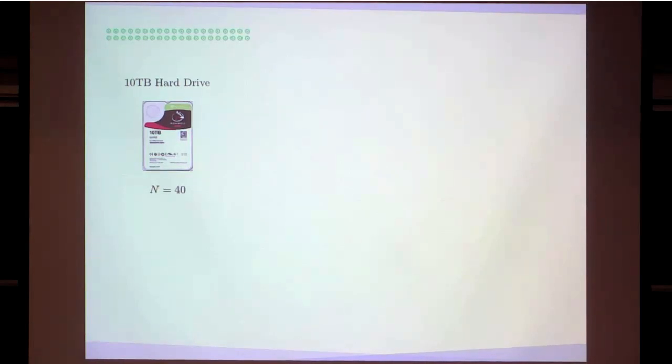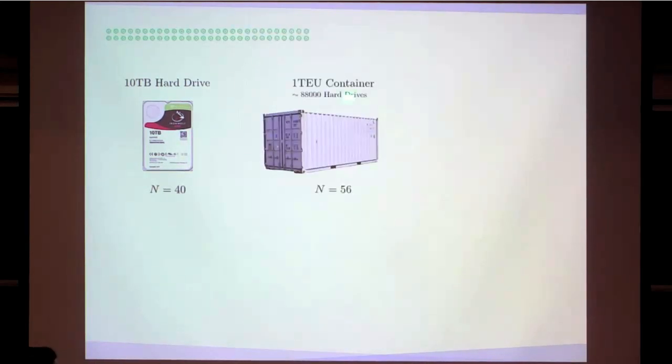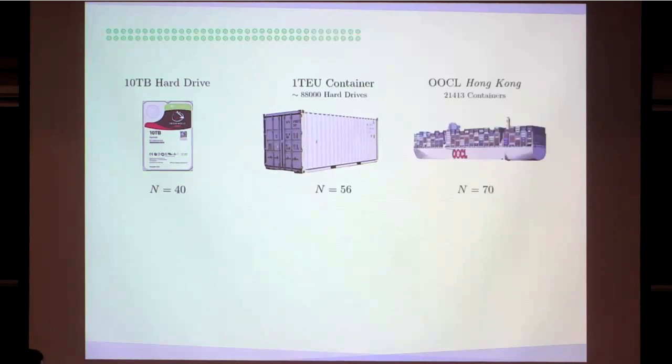What about 56 electrons? Well, I'm going to need to buy one of these big containers, and I'm going to have to fill it with 88,000 hard drives. I guess you can probably have some more cost-efficient way. But what about 70 electrons? For 70 electrons, I believe this is the biggest ship container in the world. 21,000 containers, and again, you know where I'm going.